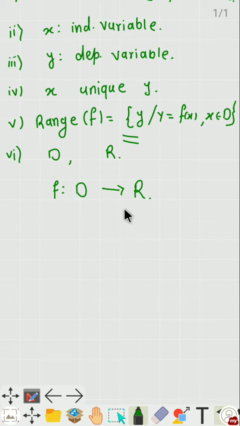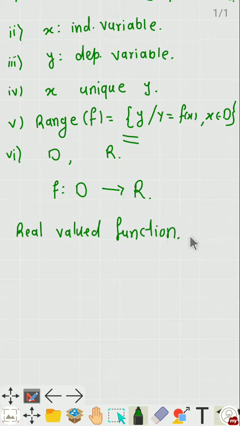Now we will be studying only those functions where D and R are subsets of real numbers, meaning we are studying only real valued functions. These are functions whose domain is a subset of real numbers, and whose range is also a subset of real numbers. Real number means vastav sankhya.